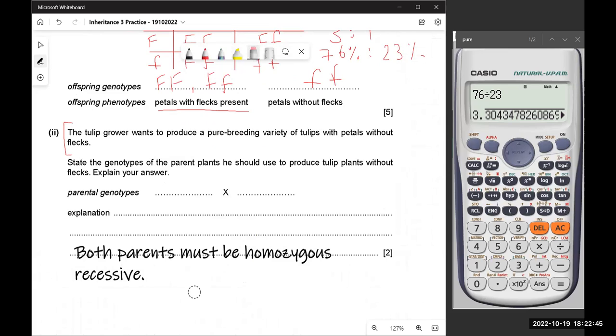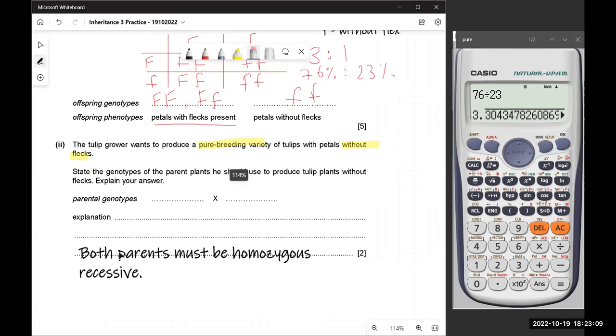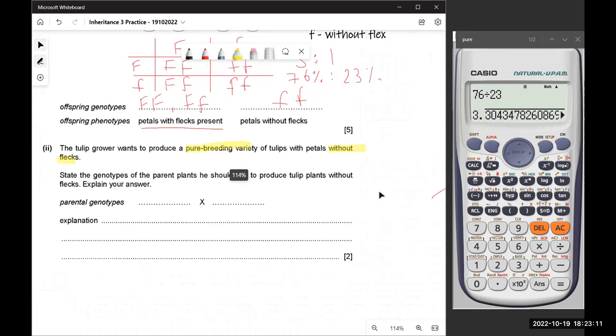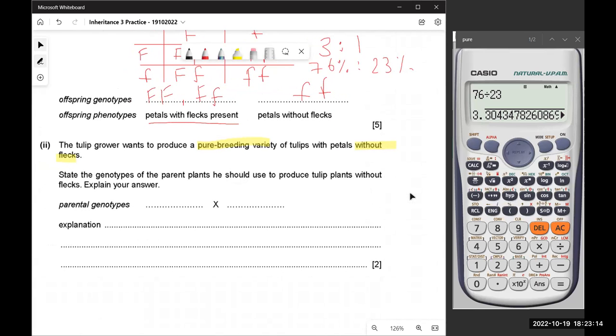Safa, read the question. The tulip grower wants to produce a pure breeding variety of tulips with petals without flakes. State the genotypes which we must use. In pure breeding, what kind of genotypes will we use? Check your notebook.